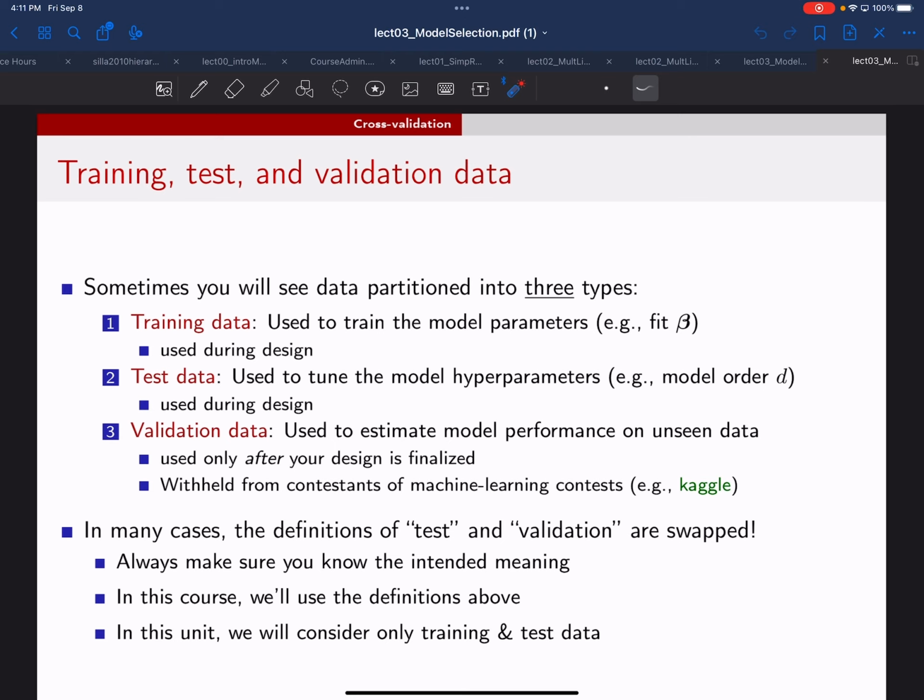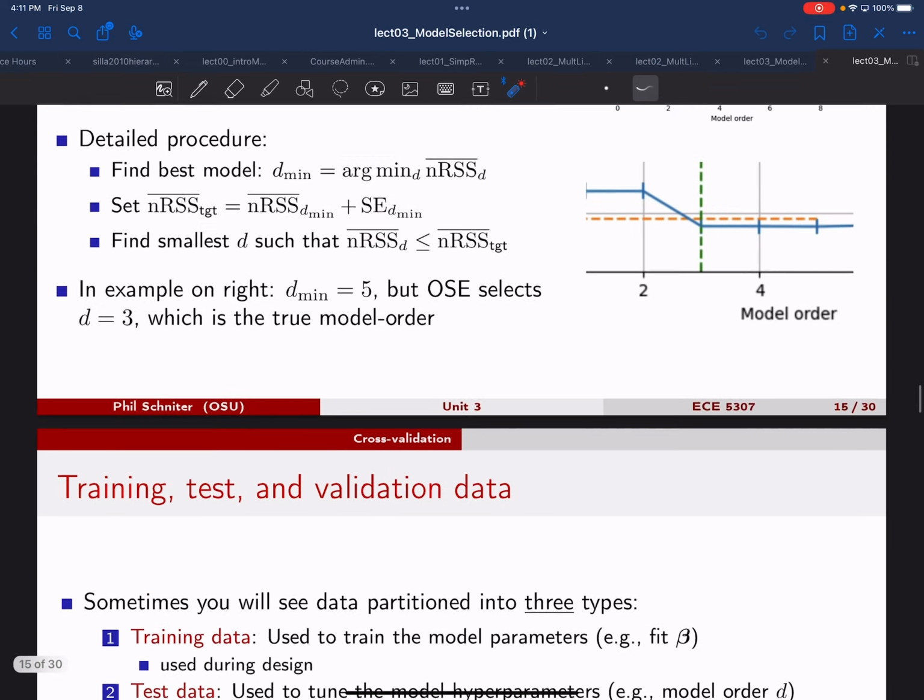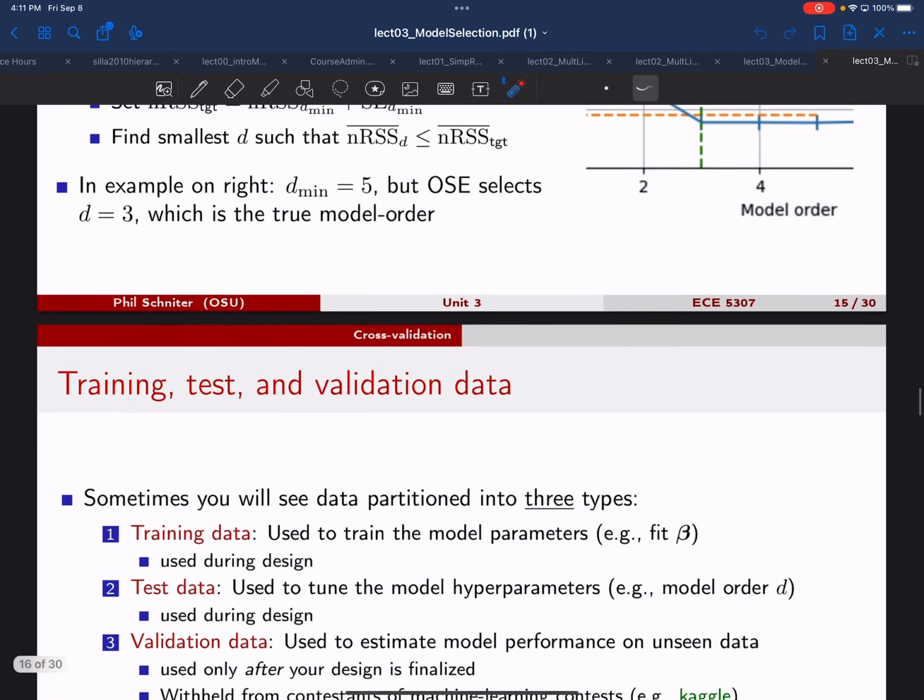So last time we talked about how it was useful to split your full data set into training and test pieces or folds. And then you design your beta parameters on the training data, that's your model parameters. And then to do other things like model order selection, you use the test data. For example, you measure RSS on the test data for different model order Ds, and then you choose the one that works best. And there was a fancier approach we used, the one standard error rule.